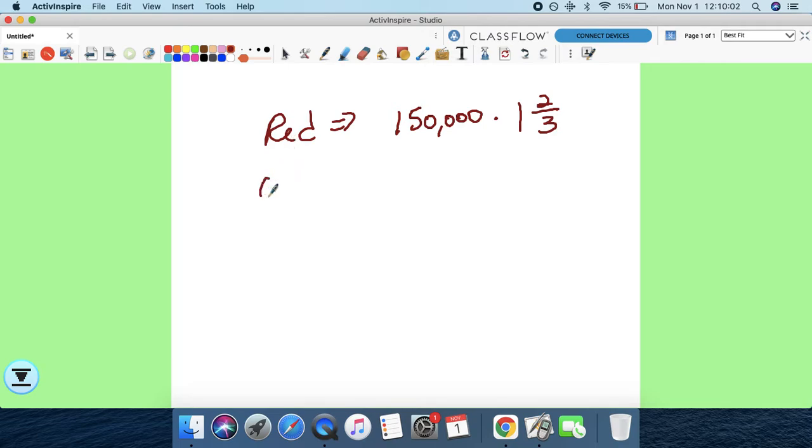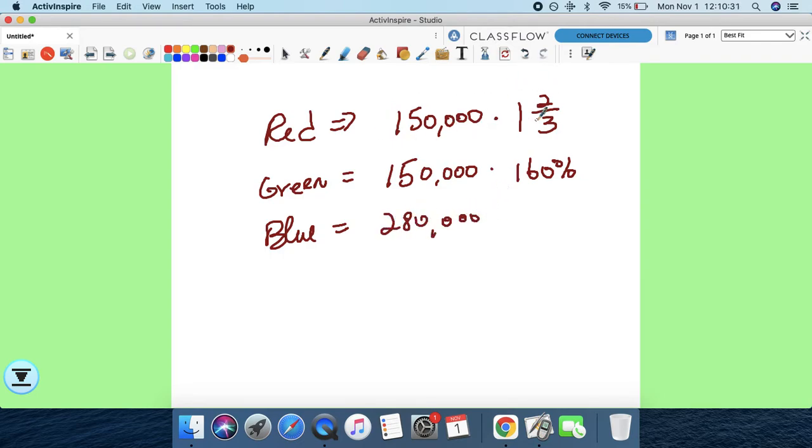Team green, they made 60% more money. So it started with 150,000. And 60% more money, yes, you can find out what 60% is, or that's the same thing as 160%, right? Because it's 100% of their original investment, plus 60%. So let's just leave it like that for now. And the blue team made a total of 280,000.